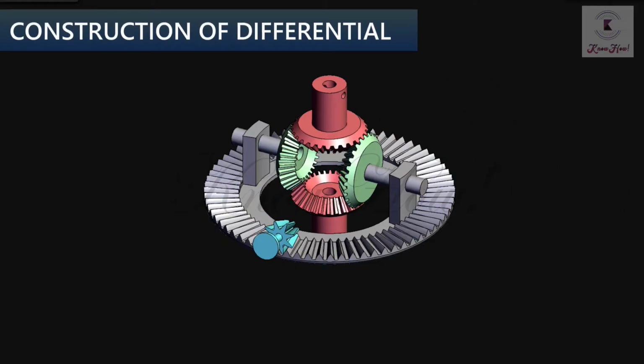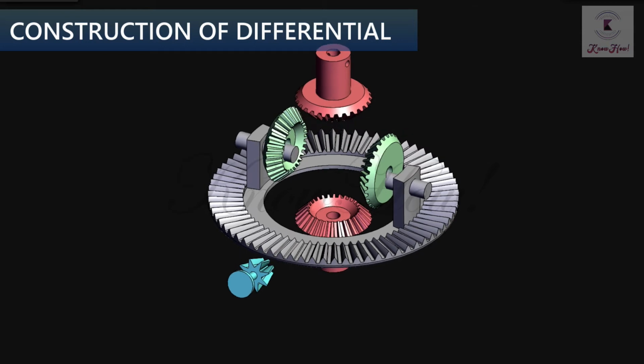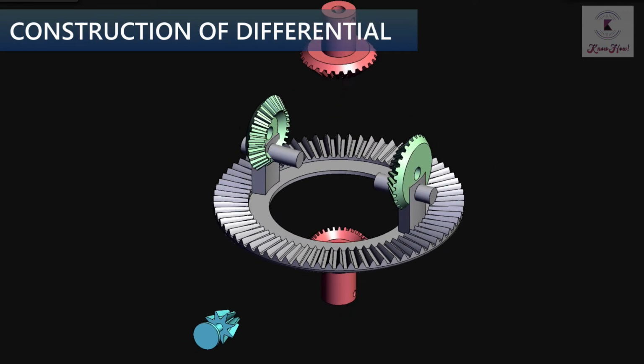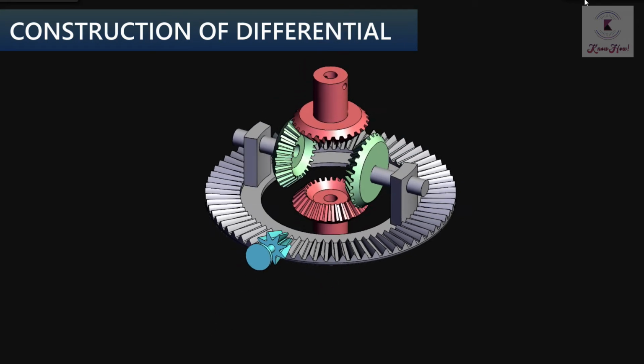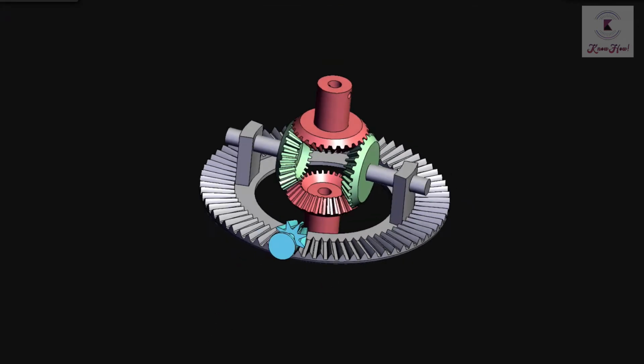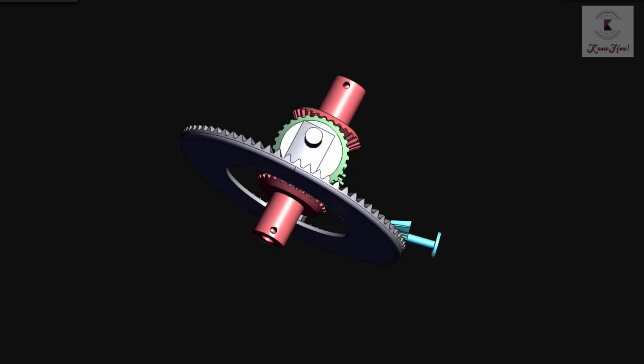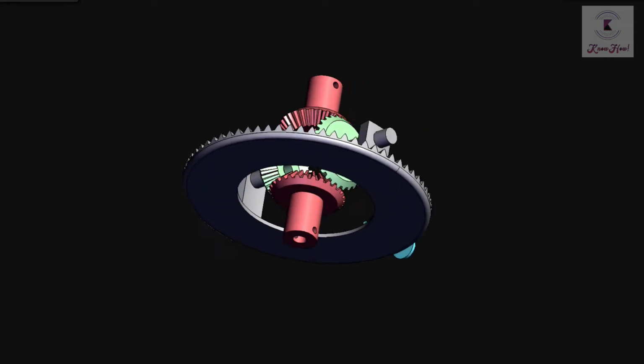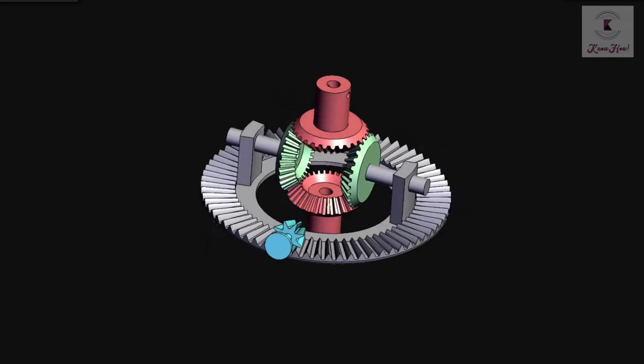Construction of the differential. The figure shows the basic parts of the differential used in rear-wheel drive cars. A small bevel gear called the differential side gear is mounted on the inner end of each axle. Two bevel gears are placed together to connect both driving and driven shafts at an angle of 90 degrees.